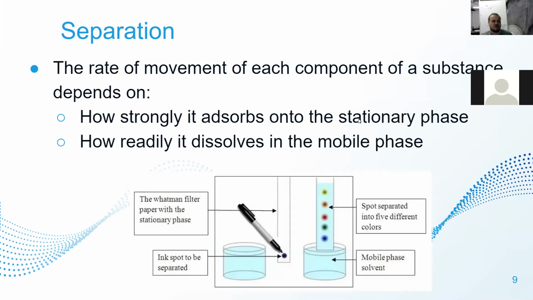So the rate of movement of each substance, or the components within the substance, depends on how strongly it adsorbs to the stationary phase, or how readily or not it dissolves. So we have black ink on the bottom. As the water or the mobile phase moves up, it's dissolving, because there's no such thing as black ink. It's made of other colors. So it's going to separate the colors. If it's water, it's going to separate them based on how polar or non-polar each of those component inks are.